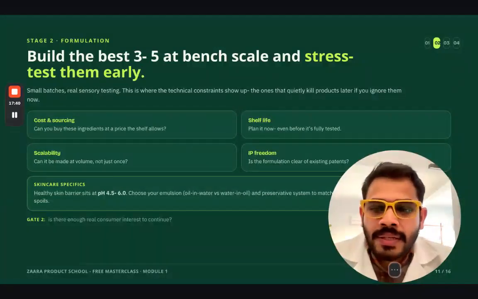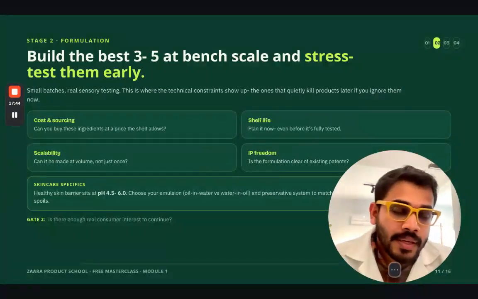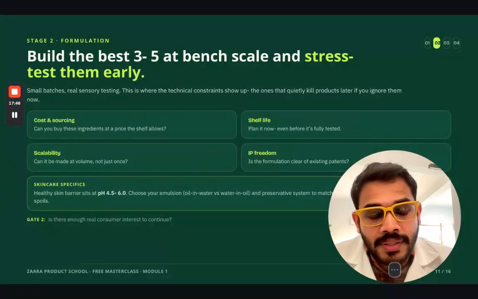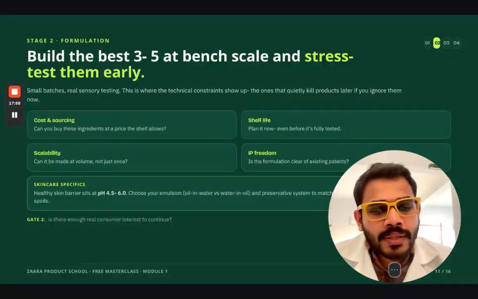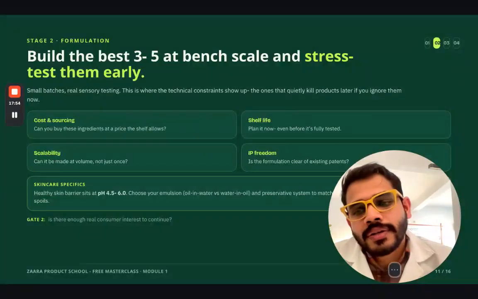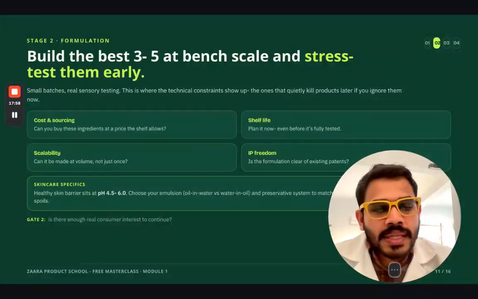For example, based on the geolocation, the flavors will differ. If you're planning to develop a product in India, it's not equal to Japan. So based on the nutritional profile of the people, and their flavor and taste preferences, we need to develop such products. So it depends upon geolocation. So formulation is the second stage.